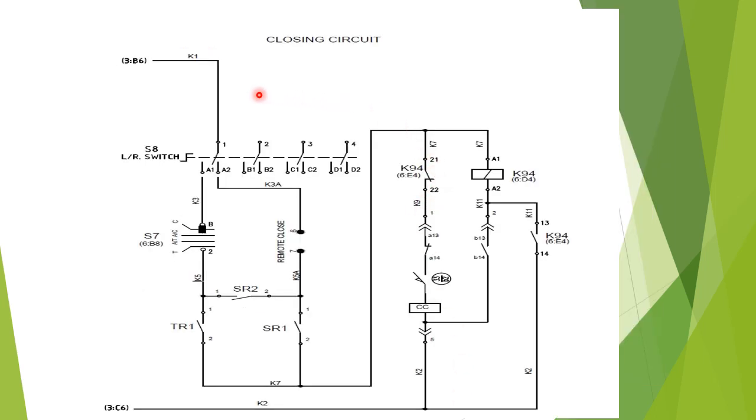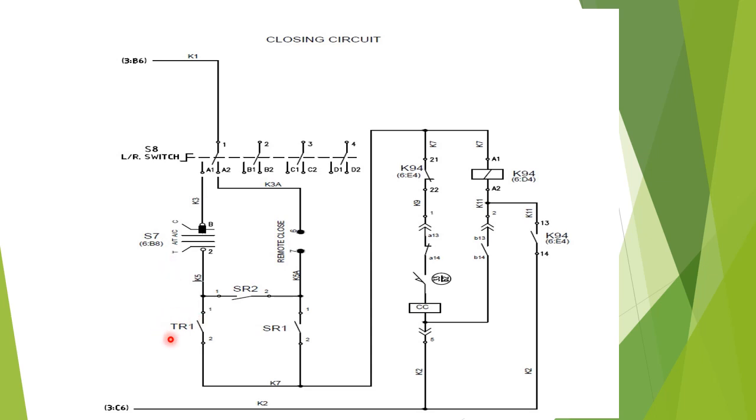So in this figure, the closing circuit has been shown. Here, the different components: S8 is the local remote selector switch. So there are two options. Either we can select the local position or the remote position. And S7 is the TNC switch, that is the trip neutral close switch. By means of this switch we can close or trip the circuit breaker.